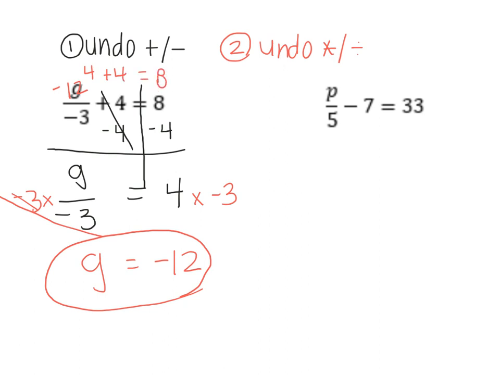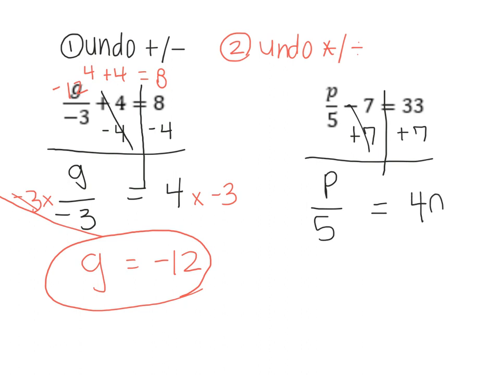With the second one on this side, again, I will add the 7 to undo the minus 7, the subtraction, to both sides. All that's left will be p over 5. The minus 7 plus 7 will cancel out, and then 33 plus 7 is equal to 40.